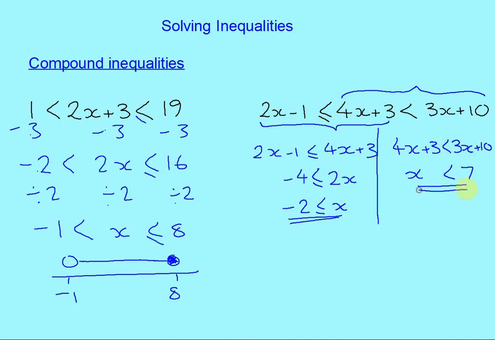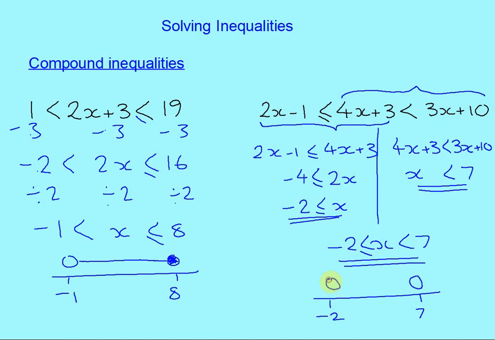Right. So what you can do is now, instead of splitting them up, you can put them back together, and you'll see that x is in the middle of both, and we get ourselves a nice compound inequality. On a number line, that would go from minus 2 to 7, not inclusive, inclusive, and all the values in between.